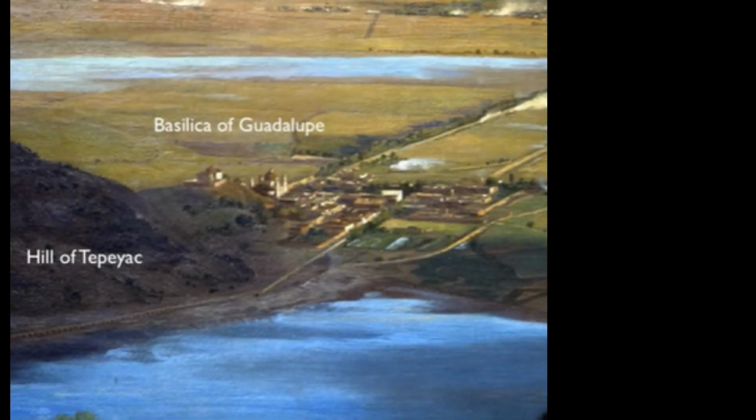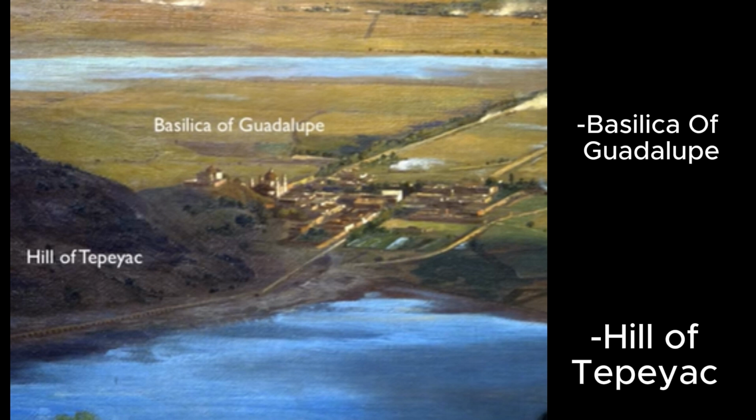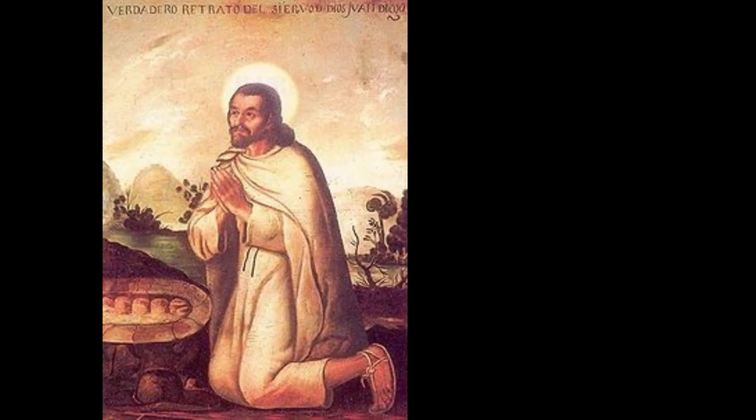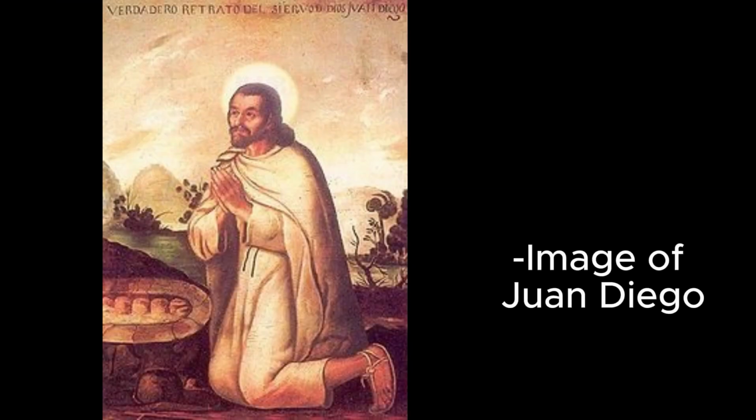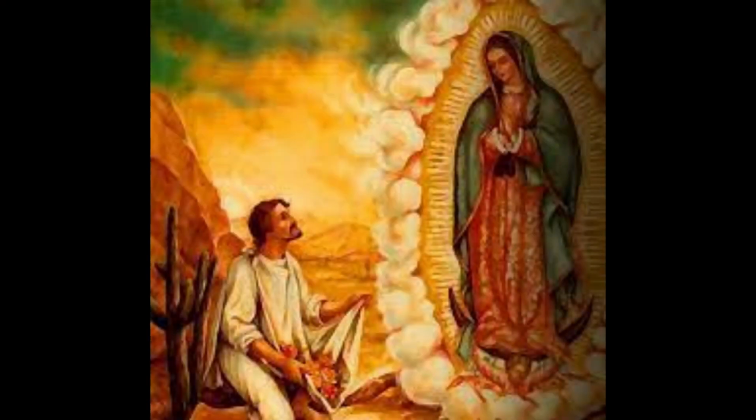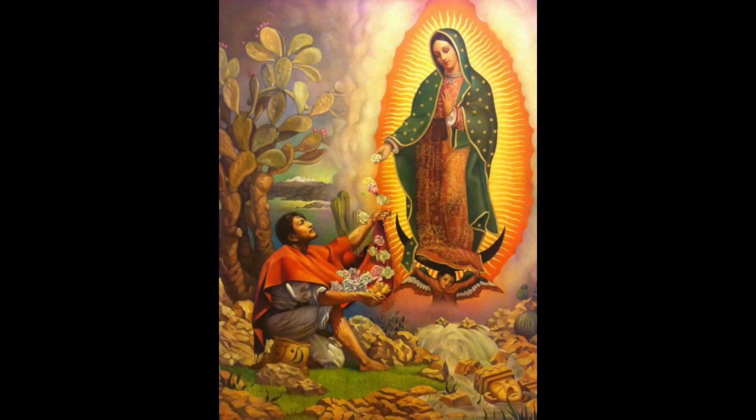As we continue to see this painting, we can see some structures in the back. We can see the hill of Tepeyac and the Basilica of Guadalupe. What is the importance of this hill? In December 1531, there was an indigenous man named Juan Diego who was on his way to Mass. As he was walking on the hill of Tepeyac, La Guadalupe appeared to him asking him to tell the bishop to make a shrine for her in her honor.